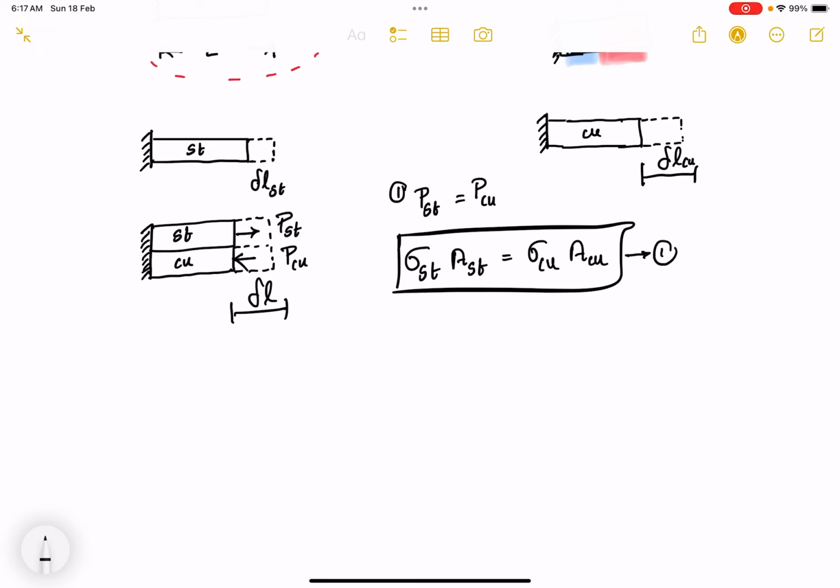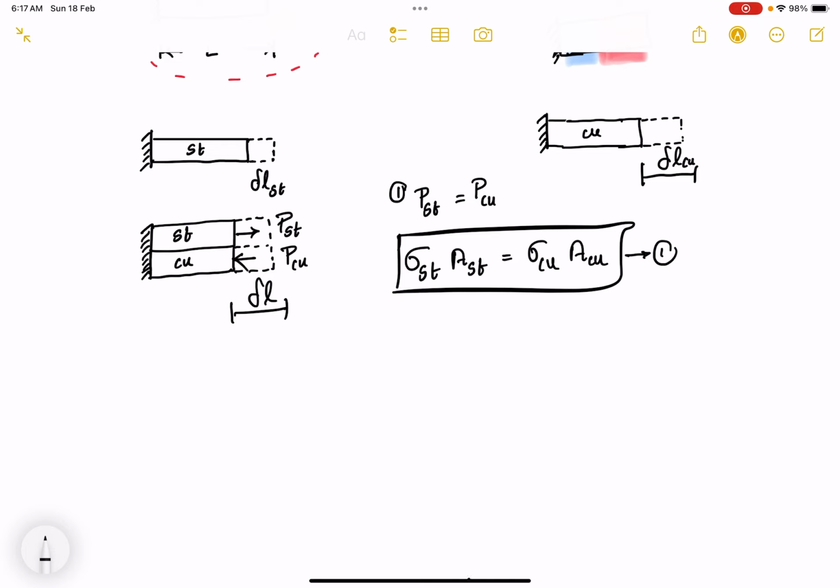Now, of course, we assume that the cross-sectional areas are different. If the cross-sectional areas are going to be the same, there will be only one unknown. You just have to come up with just one equation for one unknown. So stress in steel will be equal to stress in copper. But anyway, you will not be able to solve the equation. Okay. Now you have got two unknowns, and there is one equation. You just have to come up with one more equation to solve two equations for two unknowns.